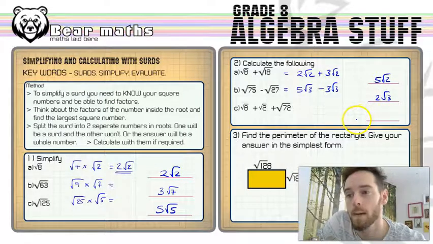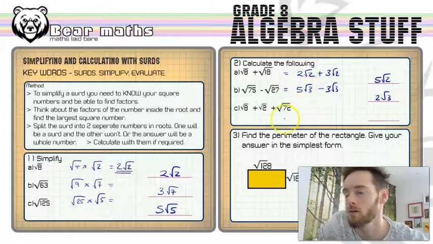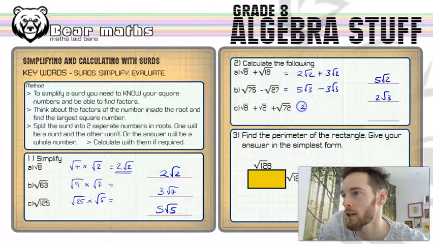Okay? Again, hopefully that's making sense. And it's all about understanding how to simplify these surds, so they've got the same roots here, and then doing the calculation with them that you need to do. This one's just got 3. We know that's 2 root 2 already. So everything else must be in root 2's form.